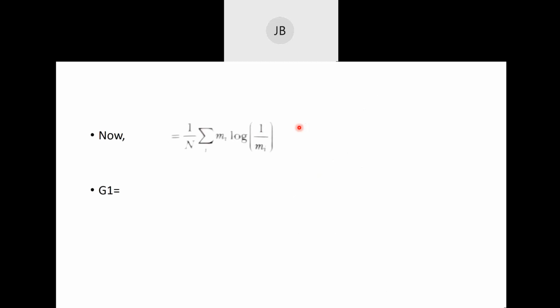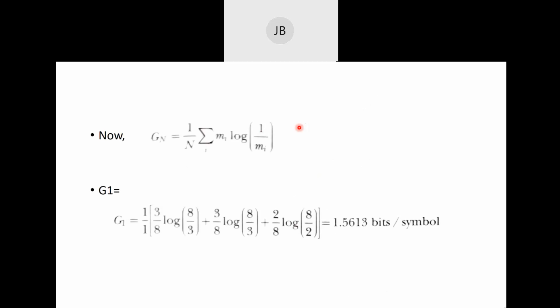To find the G2 value, first we'll find the G1 value. G1 is equal to 1 by n, where n is 1 here, times 3 by 8 log 1 by pi. These are the values we found earlier, just substituted into the equation of Gi, that is mi log 1 by mi.